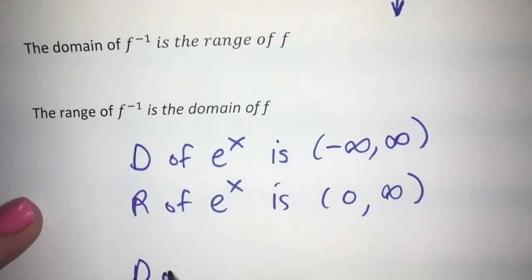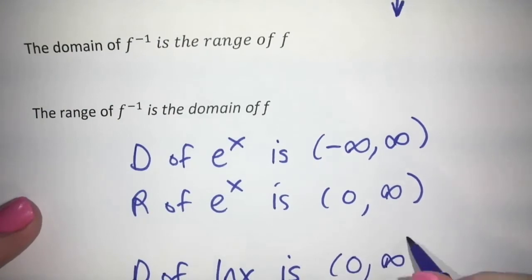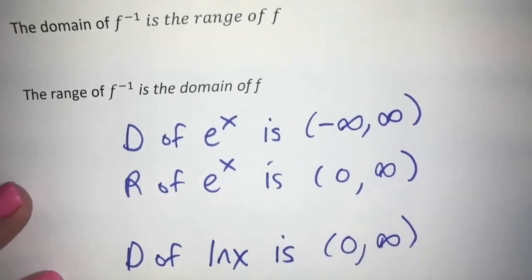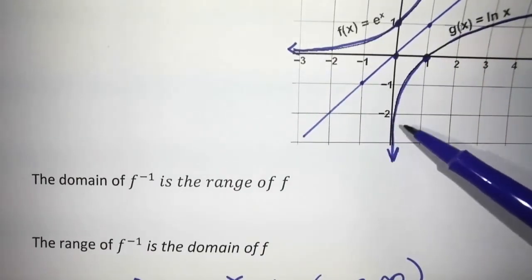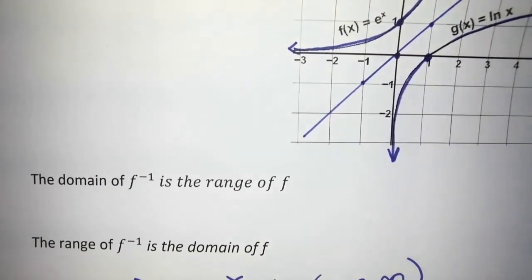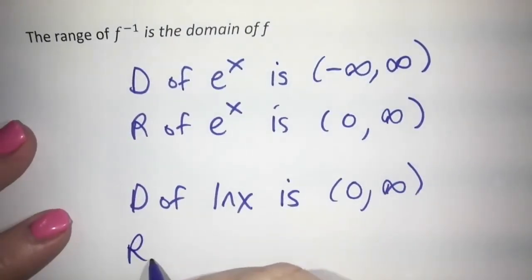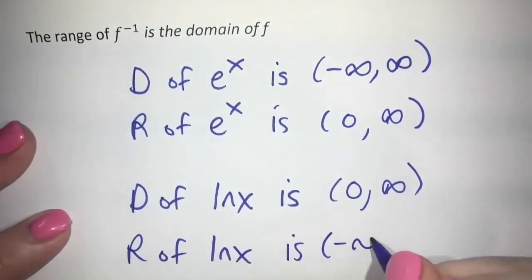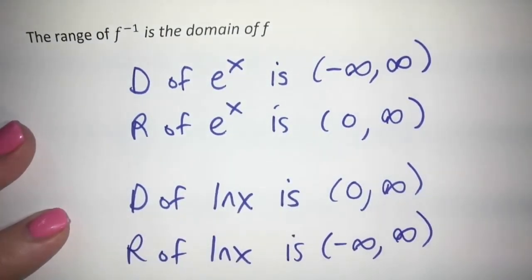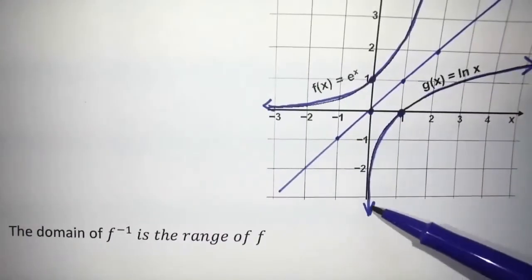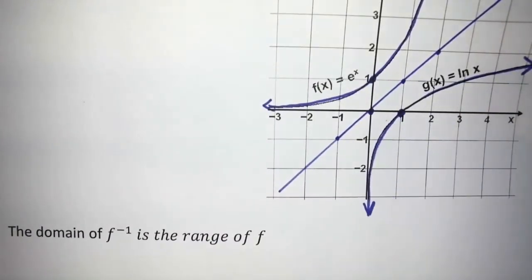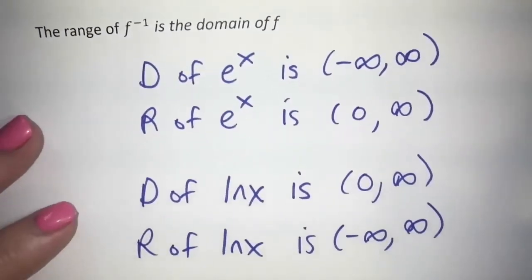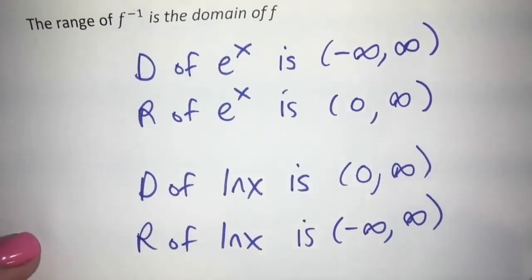And if we look at the domain of ln x, well, it's going to be the range of e to the x, so 0 to infinity. And you can look at the graph and say, oh yeah, the domain here starts at 0 and goes up towards infinity. And the range of ln x is the domain of the original, which is negative infinity to infinity. And you can see that if you look at your ln x graph, it goes up forever and down forever. And so every y value would be part of the range there.